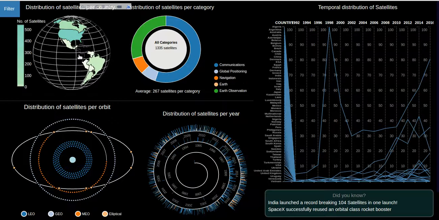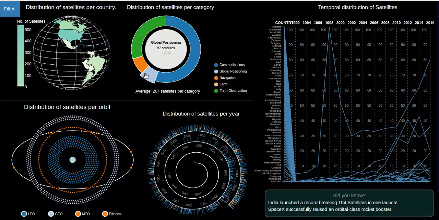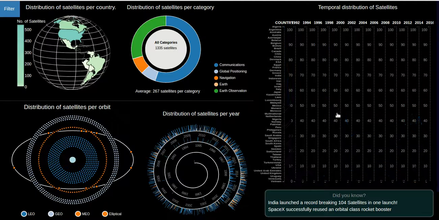Now, using such interactions and filtration, you can answer many more questions and explore the world of satellites above us using these visualizations.